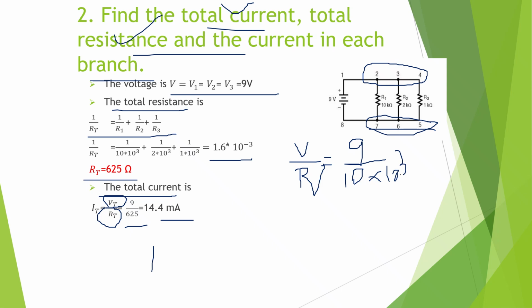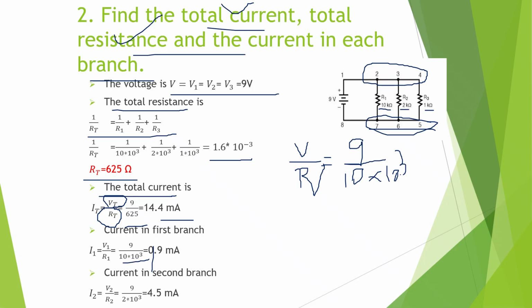I1 is 9 by 10 kilo ohm for the first branch, then 9 by 2 kilo ohm for the second branch, then 9 by 1 kilo ohm for the third branch. Okay, so we have found the total current and the total resistance.